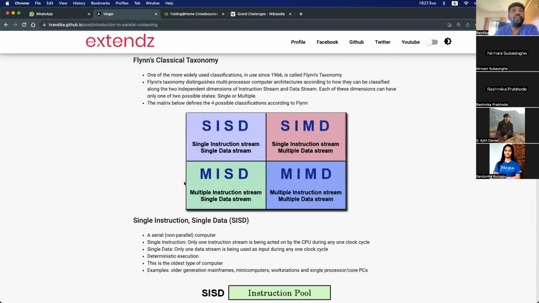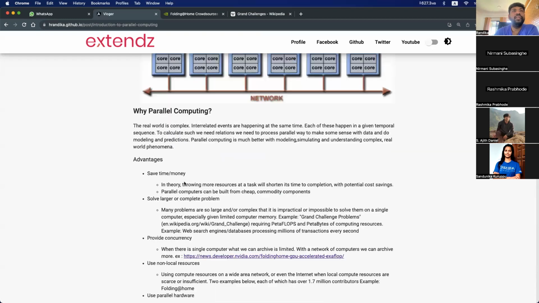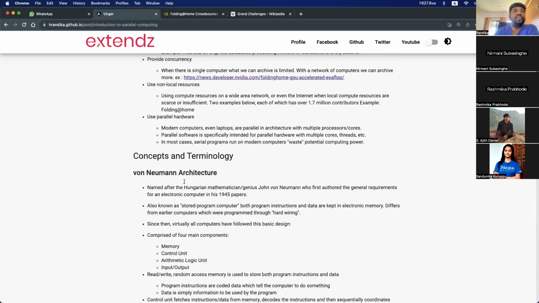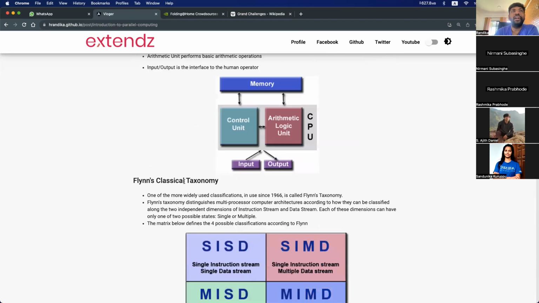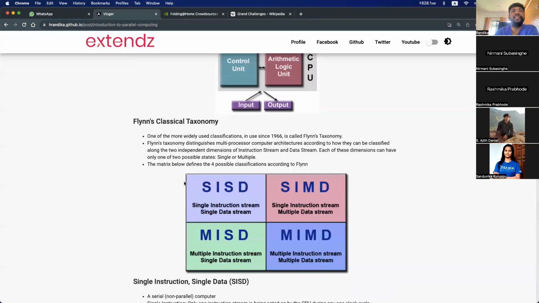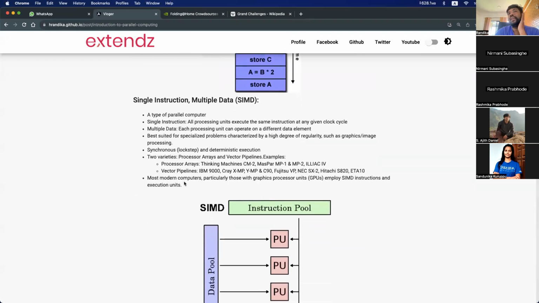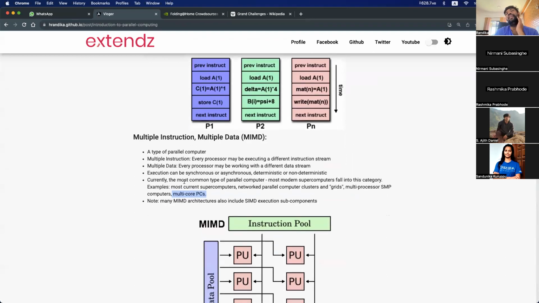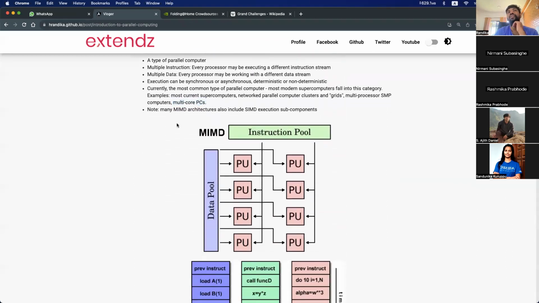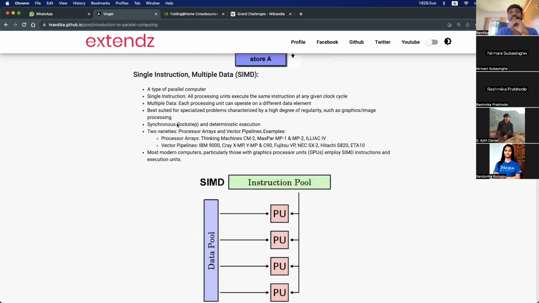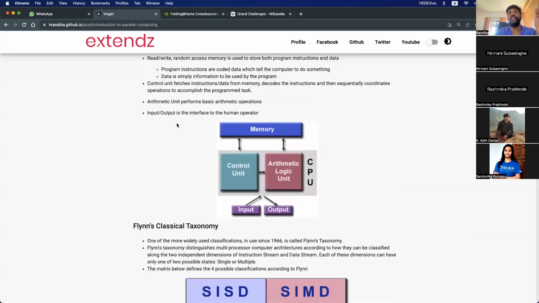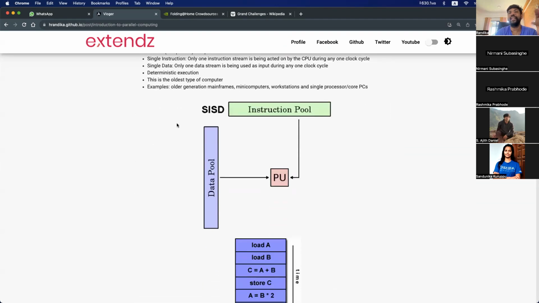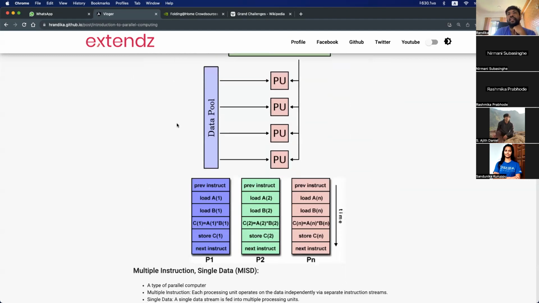Okay, so we talked about the von Neumann architecture as well as Flynn's classical taxonomy. These four things you should keep in memory, so you know how our computers work, what the general architecture is, and what the more sophisticated architecture is based on the instructions and the data that we provide.